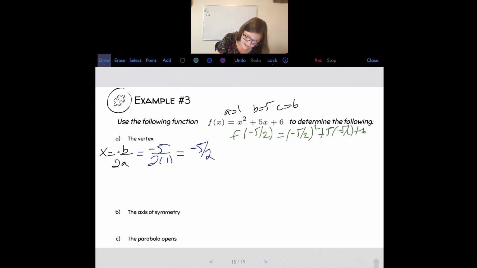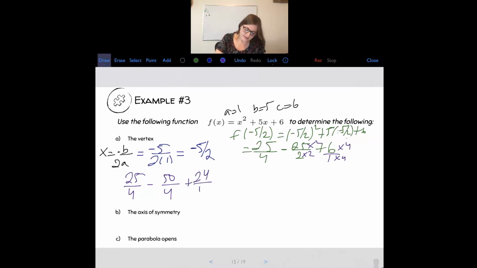Okay, so I get negative 5 over 2 squared means negative 5 over 2 times negative 5 over 2, which is 25 over 4. 5 times negative 5 over 2 is negative 25 over 2. And then I have plus 6. Now in order to add these, I need common denominators. So my least common denominator here is 4. Okay. So this can stay as 25 over 4. If I need to multiply the bottom by 2, I also multiply the top by 2. 6 is over 1. I need to multiply the bottom by 4, so I multiply the top by 4.